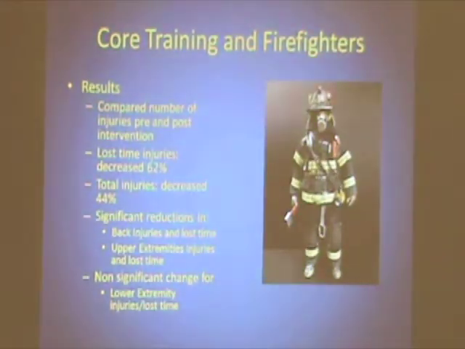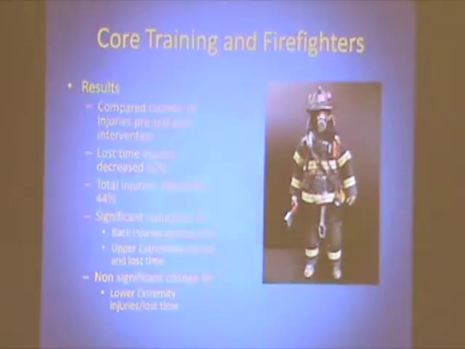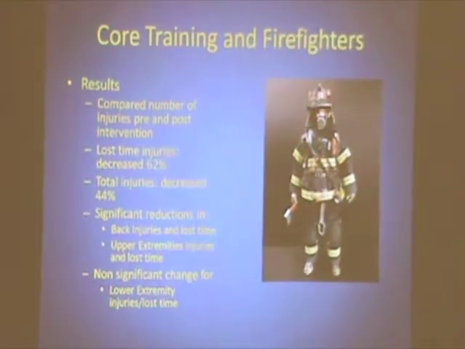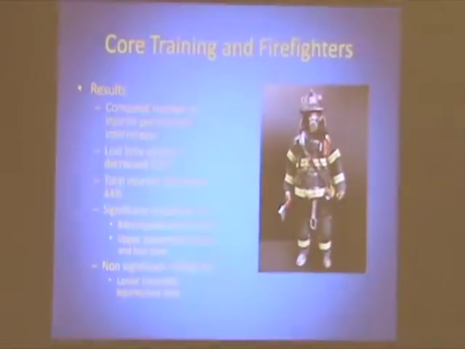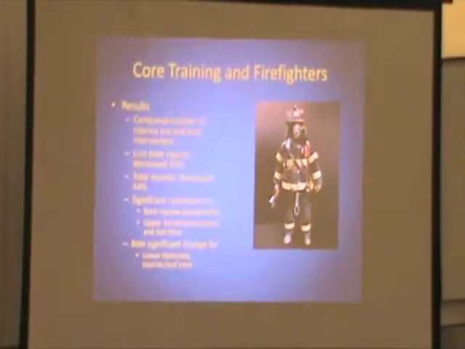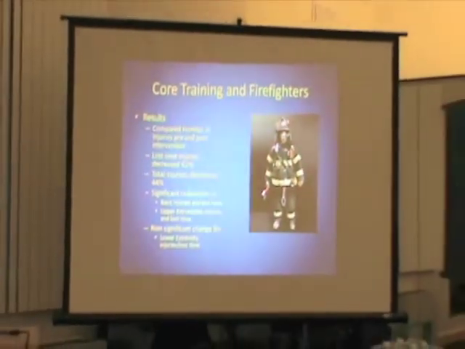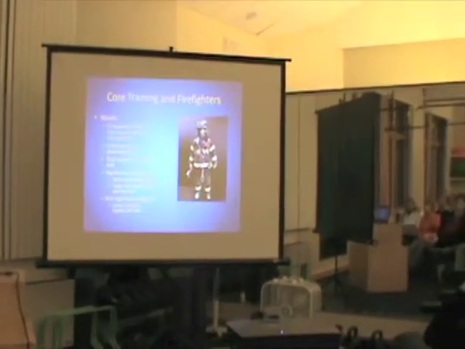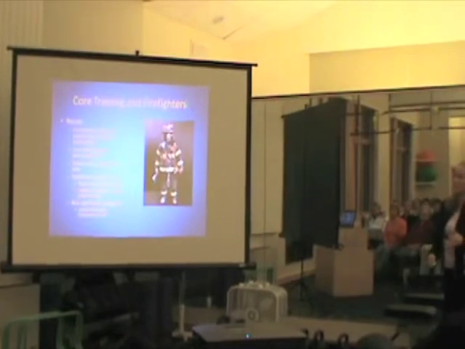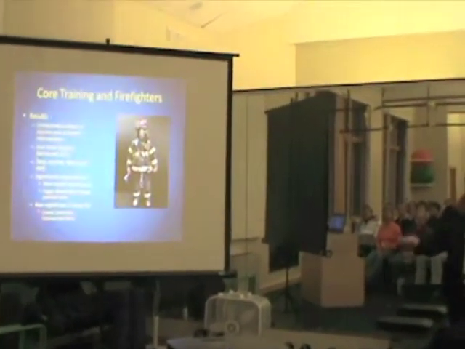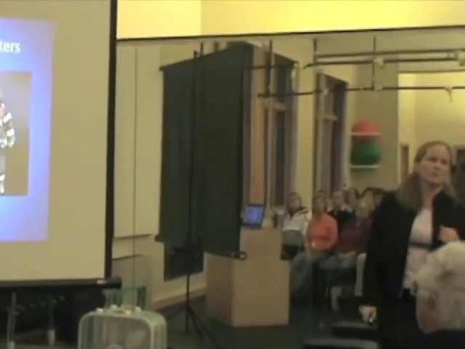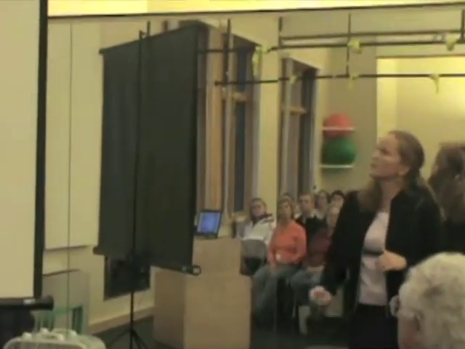They looked at how many injuries the same group of firefighters had before the intervention and after. So the assumption is if you were someone likely to get injured before, without intervention, you should still be someone likely to get injured. After they went through this training to improve awareness of core mechanics and improve strength, lost time injuries decreased by 62%, and total injuries, so injuries that didn't prevent them from working, decreased 44%. The most significant reductions, again, were in back injuries and upper extremities. And then they also changed in lower extremities, but these weren't a significant difference.